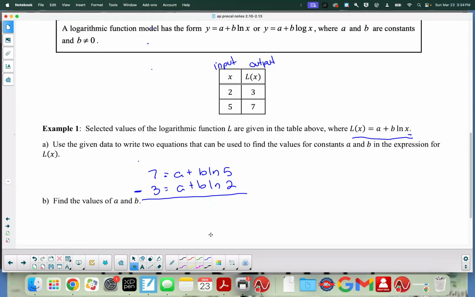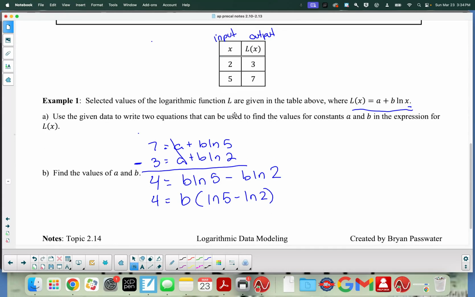Okay, so if I subtract these, then I get 4 equals b natural log of 5 minus b natural log of 2. Now remember, I can't subtract those. Number one, I don't know what b is. And if I'm subtracting natural logs written out like this, it technically means that I'm dividing them, right? So let's simplify that a little bit. 4 equals, I could take the b out, by the way, since I want to solve for it. Natural log of 5 minus natural log of 2. I can do that since they both have a b on them.